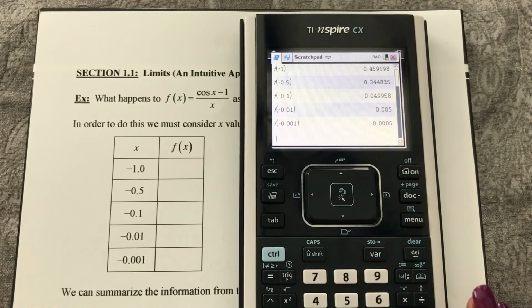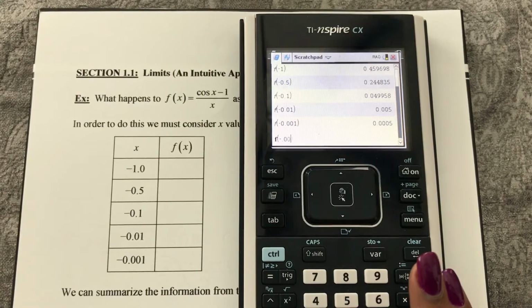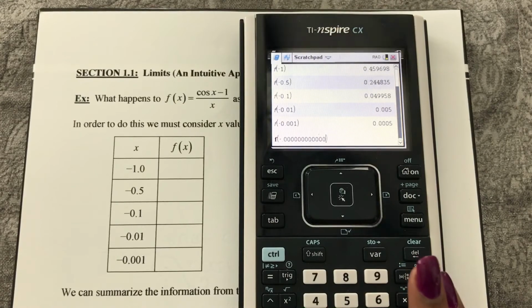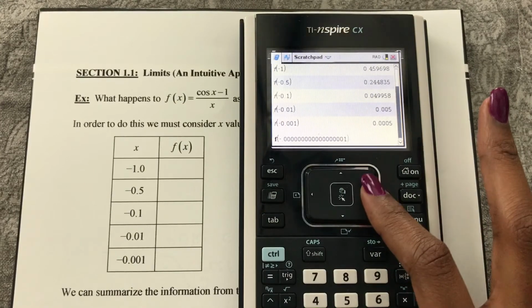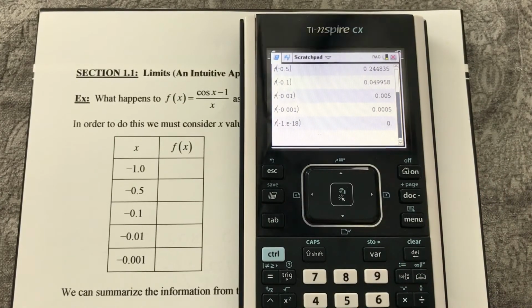And I could keep on getting even closer to 0 by doing f of negative 0.00000, right? Keep putting as many zeros as you can to get really close to 0, right? And we see it's approaching 0.